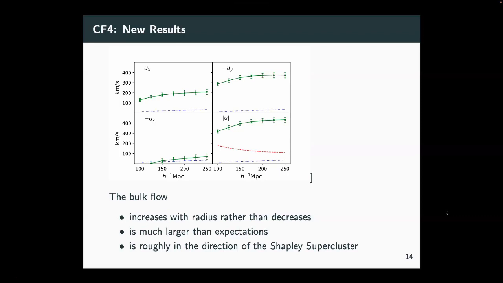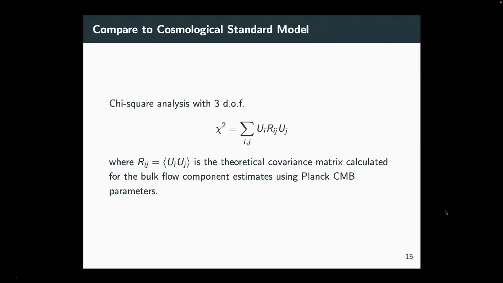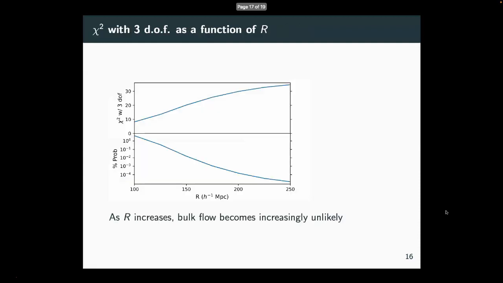It not only increases with distance, but it's also increasing in magnitude. It's much larger than expectations. So this is what it should be, this red line. This is what it is, this green line. And the direction, you can't see that from here, but if you look at these components, the direction is roughly in the direction of the Shapley supercluster, which is kind of what you would expect for the bulk flow of this volume. We did a chi-squared analysis with 3 degrees of freedom to compare it to the standard model using the Planck CMB parameters.